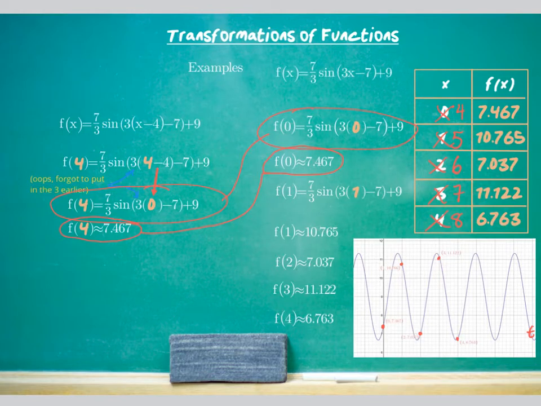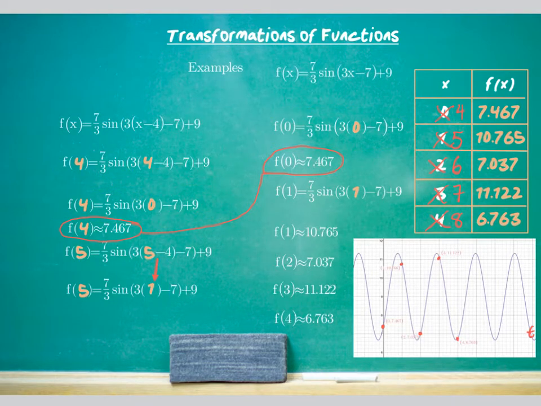If I plug in 5, now this 5 minus 4 will become a 1, which will give me the exact same answer as f of 1 previously, 10.765. Of course, f of 6 will now give me what the original f of 2 gave me, because 6 minus 4 is equal to 2.